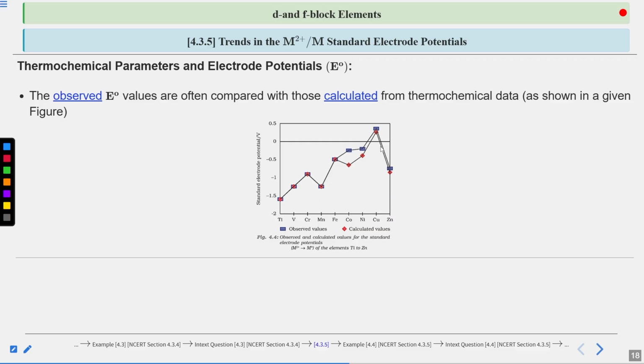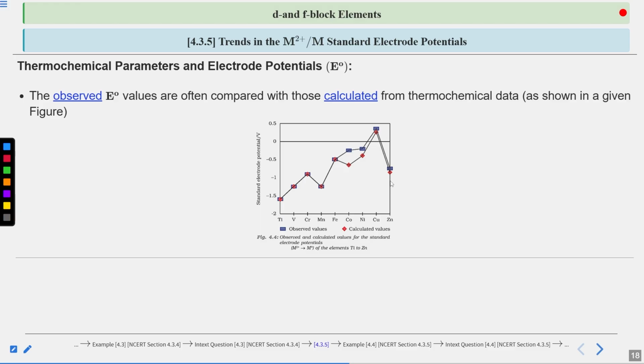If you see, there is an increasing graph. It is decreasing at manganese, and also you can see that only copper exists in the positive value of the standard electrode potential, and all the other elements have a negative electrode potential. Okay, only copper has the positive electrode potential. That means it is possible to oxidize.